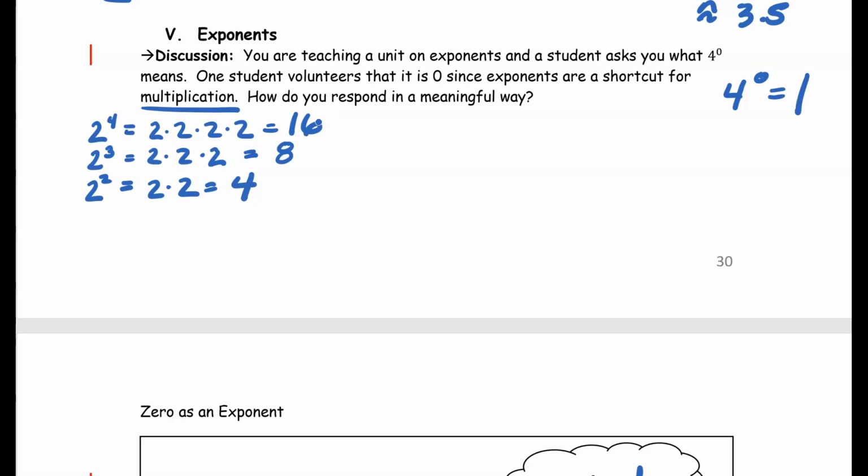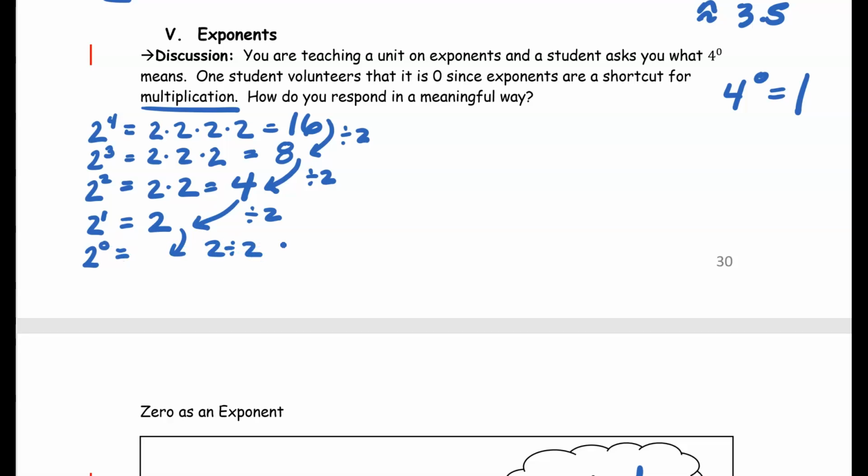Now let's look at the pattern here. How do you go from 16 to 8 and from 8 to 4? 16 to 8, we're cutting it in half. 2 to the first power is just 2. How do you go from 4 to 2? Well, you're dividing it in half. So let's keep going. 2 to the 0 here. If we were to divide 2, so what's 2 divided by 2? We would end up getting 1. So if we keep with the pattern there, we end up getting 1.